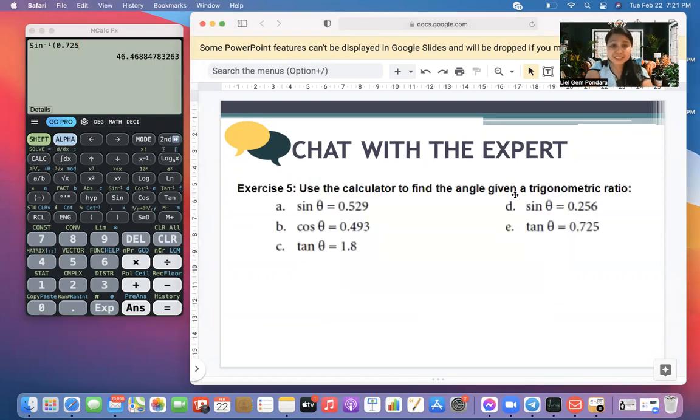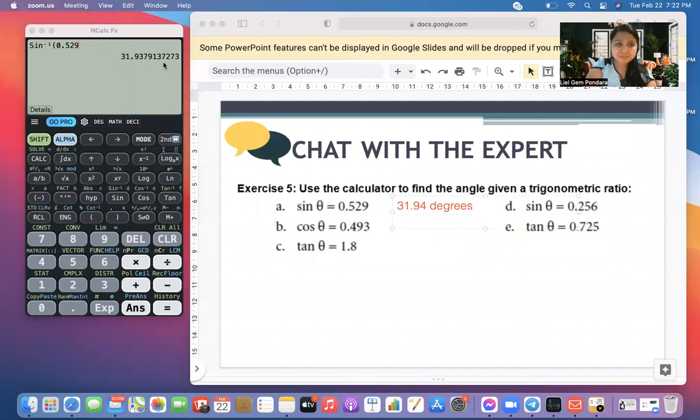Again, with the inverse one, we are looking for the angle. Let us have this last example. Ready? Let us start. Sine theta equals 0.529. Press shift, press sine, press 0.529. Let us write our answer here. The value of theta, so we're looking for the value of theta, is 31.9379. Let's just limit it to 2 decimal places. 31.94 degrees.